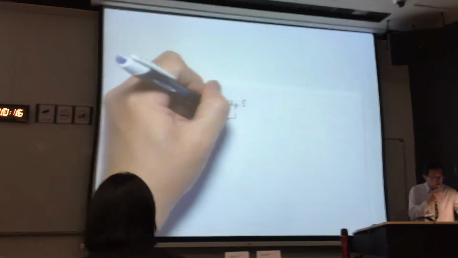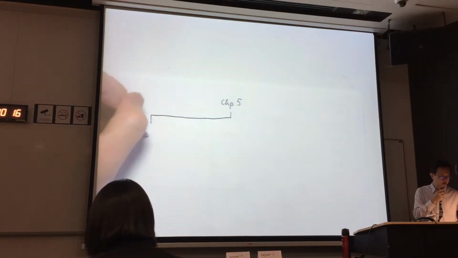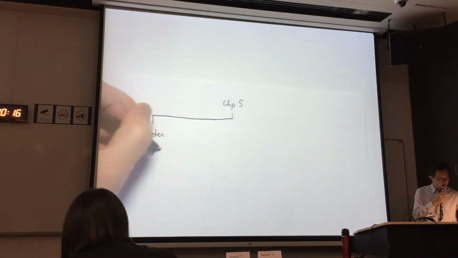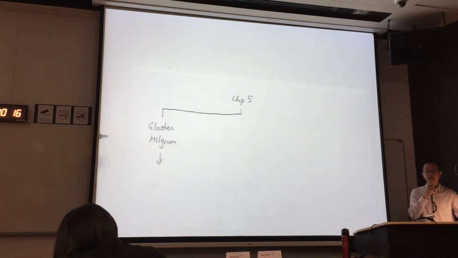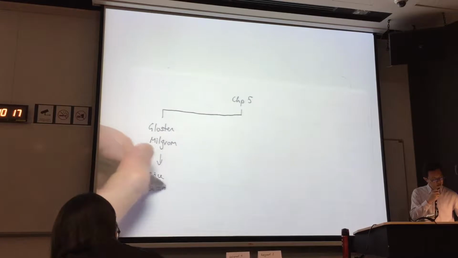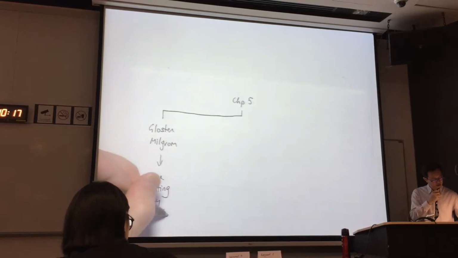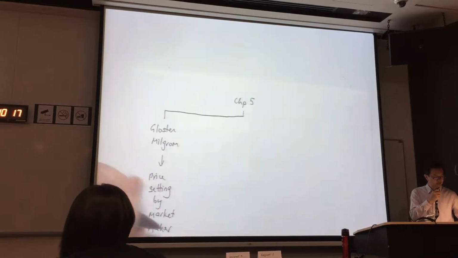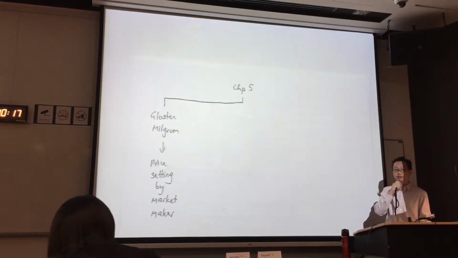Chapter 5. We'll start today by referring to the Glosten-Milgrom model. This Glosten-Milgrom model will allow us to find out what will be the price setting by market maker. Market maker is also known as the dealer. So this is one part of the market in which securities are being transacted.